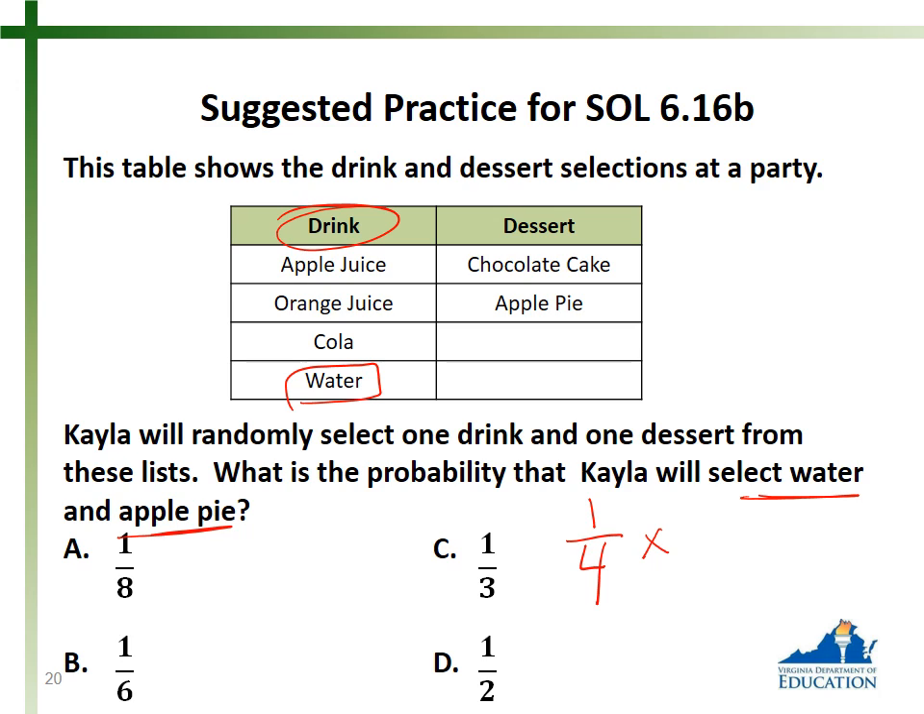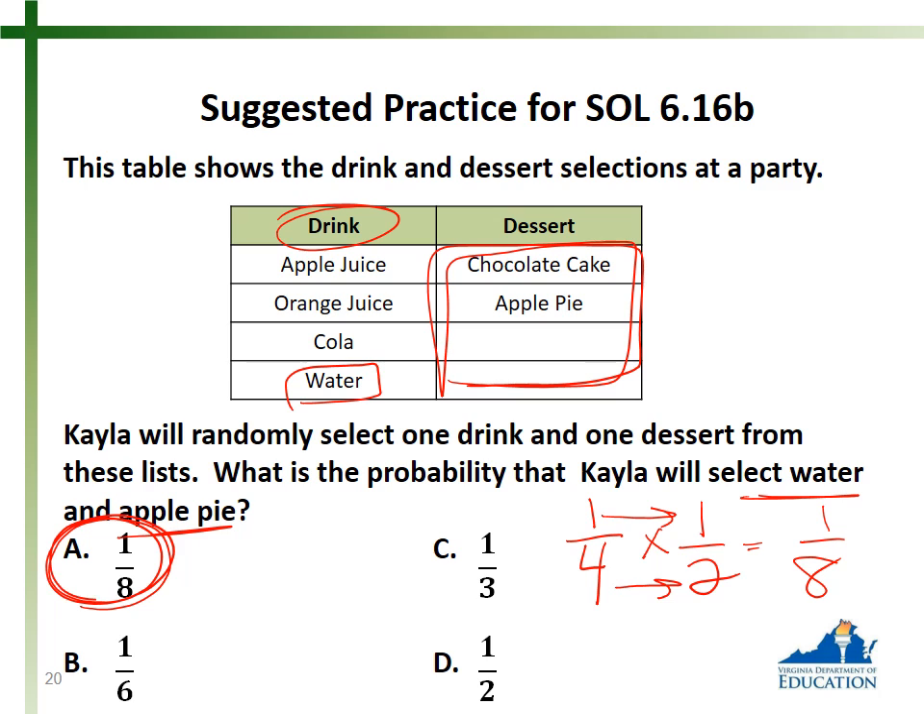times, and then apple pie, there's only 2 dessert options, chocolate cake or apple pie. So that's going to be 1/2. And when we go ahead and multiply these two together, the probability that she'll select water and apple pie is 1/8. And so we just make sure that we identify the correct letter.